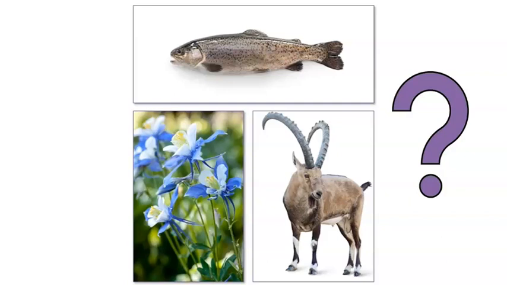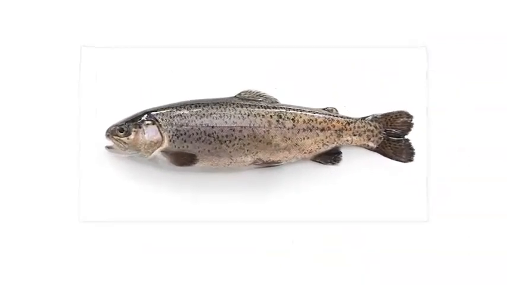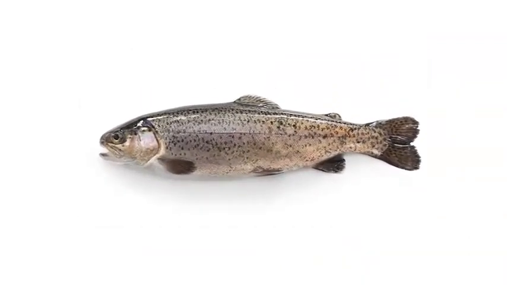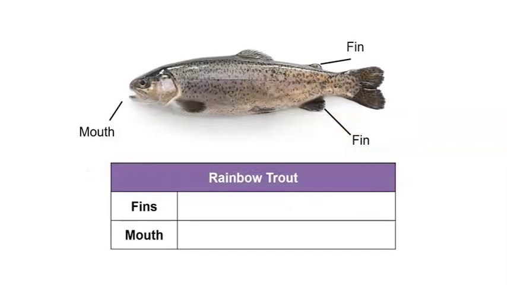Well, we could think about how the organism uses the characteristics. Let's try. This is a rainbow trout. What characteristics do you notice? I see it has a mouth and fins. So, how do you think these characteristics help the trout survive?